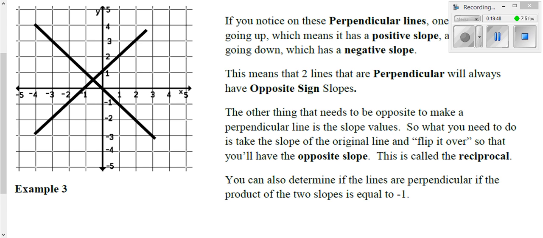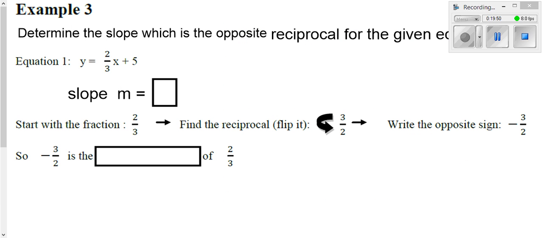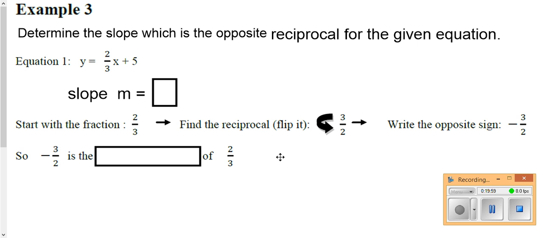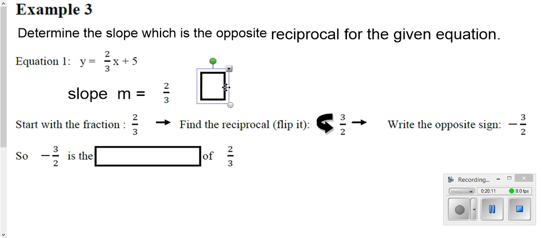So let's look at a few examples on perpendicular slopes. Determine the slope which is the opposite reciprocal. Again, that's what we're looking for in perpendicular lines: opposite reciprocal. So we're going to just practice finding them. If we have this equation right here, y equals 2/3 x plus 5, the slope of this line right now is 2/3.